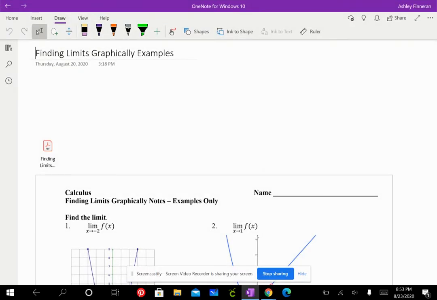Okay, we are going to walk through some examples on finding limits graphically. Before we begin, I want to remind you that there are three reasons for which a limit does not exist.